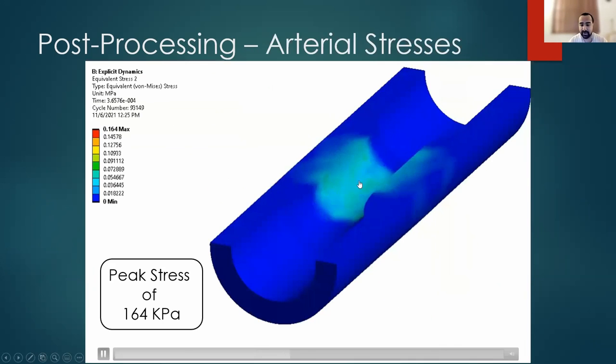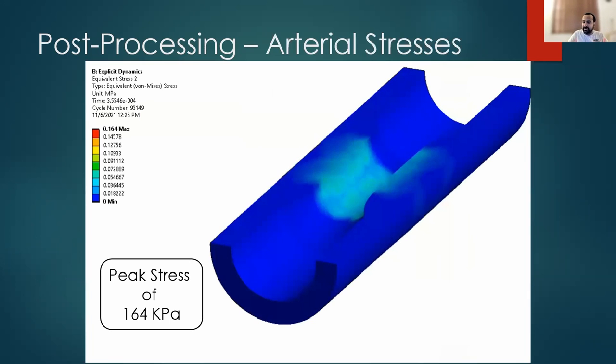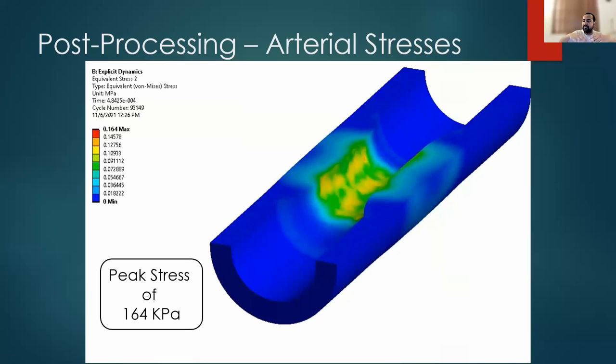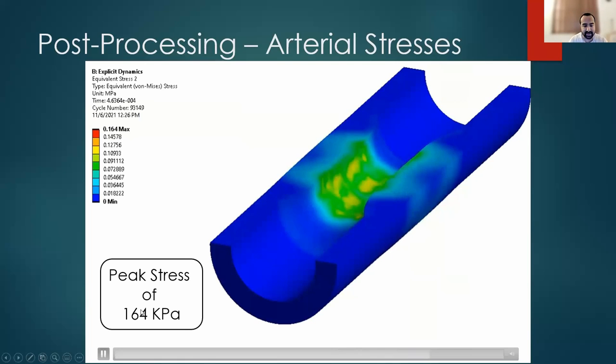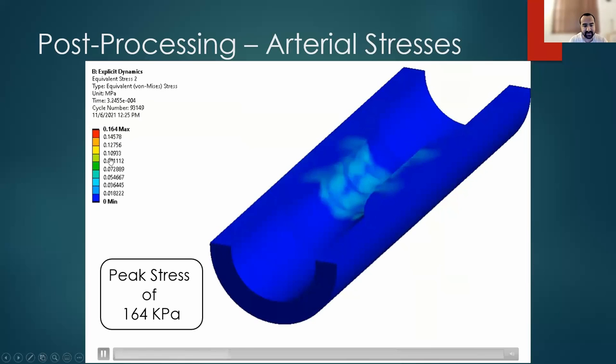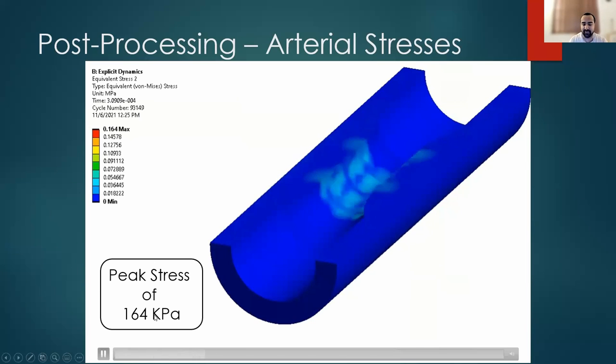And if you take a look at the arterial stresses, the stent is pushing up against the plaque, so you can imagine that it's going to impart stresses wherever the metal is meeting the plaque. And in this case, it looks like we're getting stress values of 0.164 megapascals, which is the same thing as 164 kilopascals.